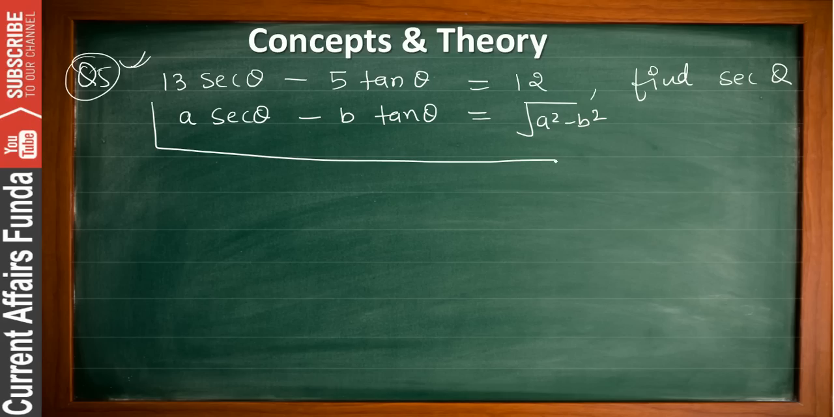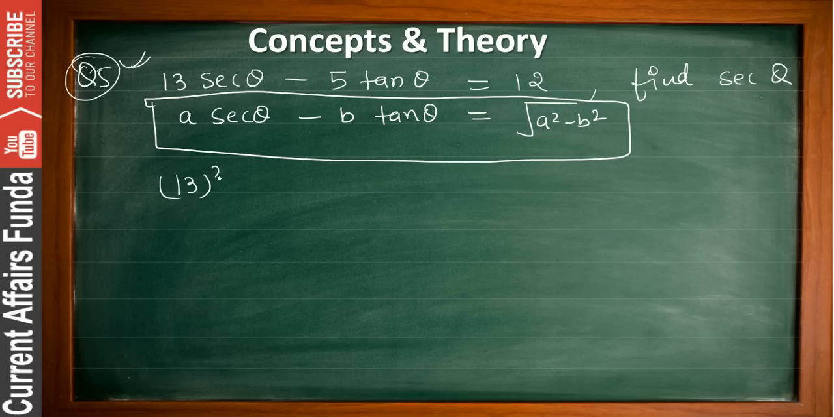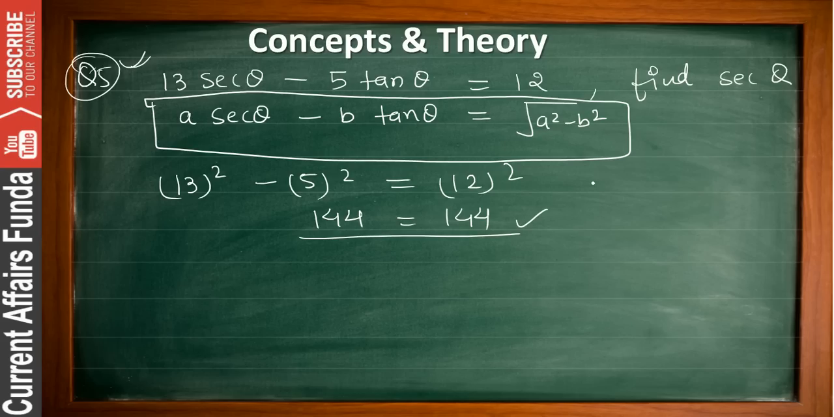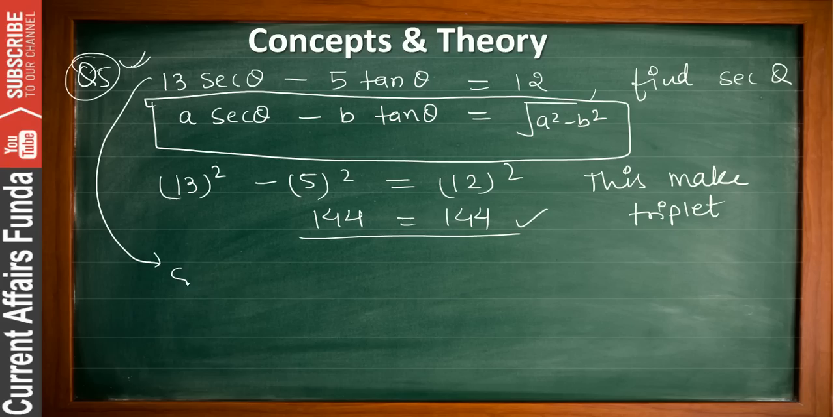Okay, see right now. See friends, 13 square minus 5 square will give you 12 square. So it will give you 144 here, and it will also be 144. So we can say easily, this makes the triplet here. So apply the same formula that I have already told you. So what is the value of sec theta here?